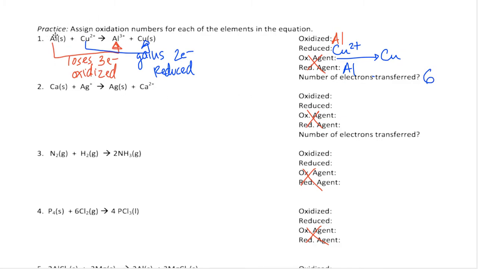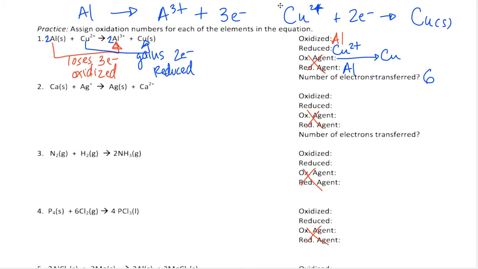Because I'm going to need to put a 2 here and a 2 here, because this aluminum is going to lose 3 electrons. And then this copper over here, copper 2 plus, plus 2 electrons is going to be copper solid. So in order to make these balance out, I've got to put a 3 here, make that into a 6, like that. And I've got to put a 2 here, that's supposed to be aluminum, and make that into a 6. And now my electrons balance out.